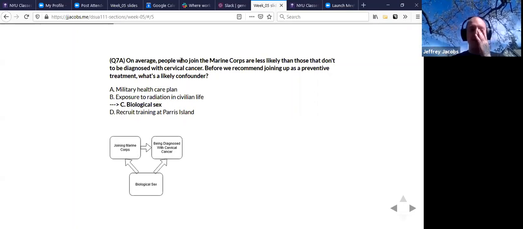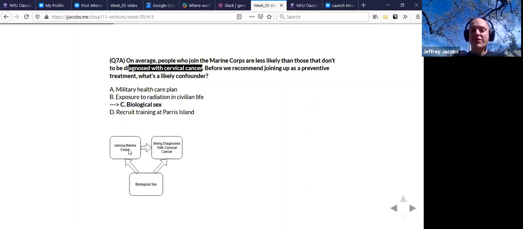In this case, it's saying that on average, people who join the Marine Corps are less likely than those who don't to be diagnosed with cervical cancer. So we want to identify two variables in that, and then the relationship it is positing between them. One variable is joining the Marine Corps, and the other is being diagnosed with cervical cancer. Thankfully the sentence just says independent and then dependent variable in order, meaning left to right, the same way as the diagram.